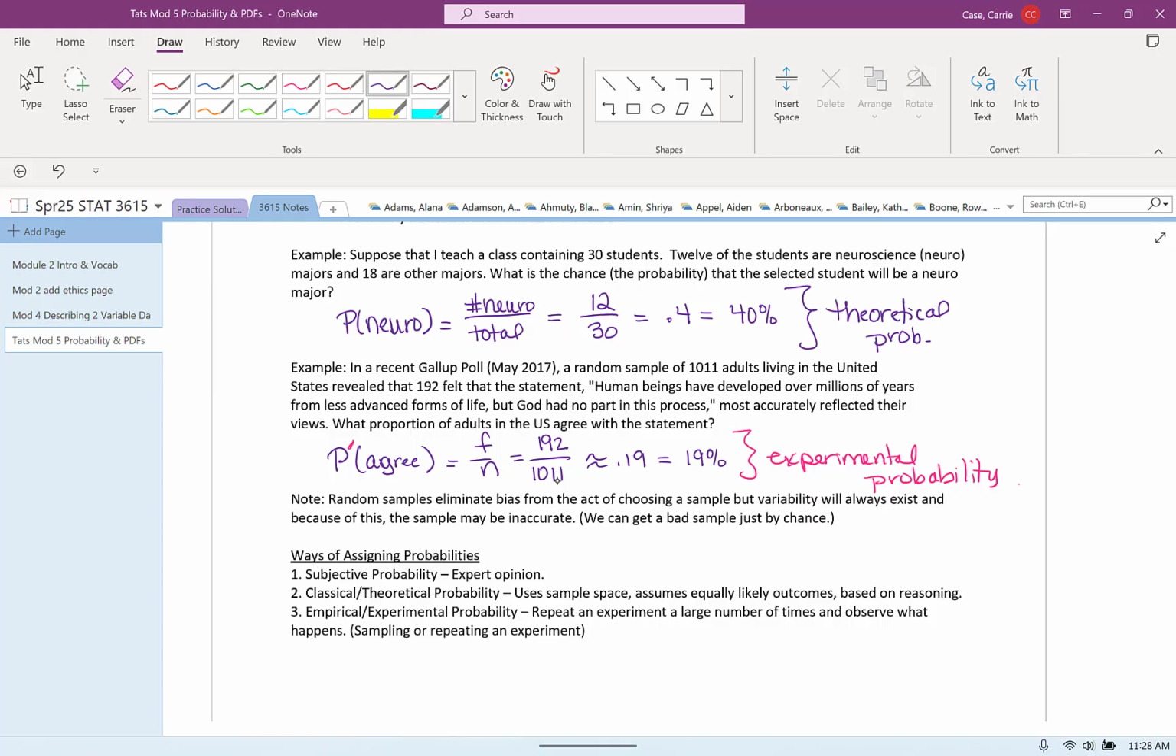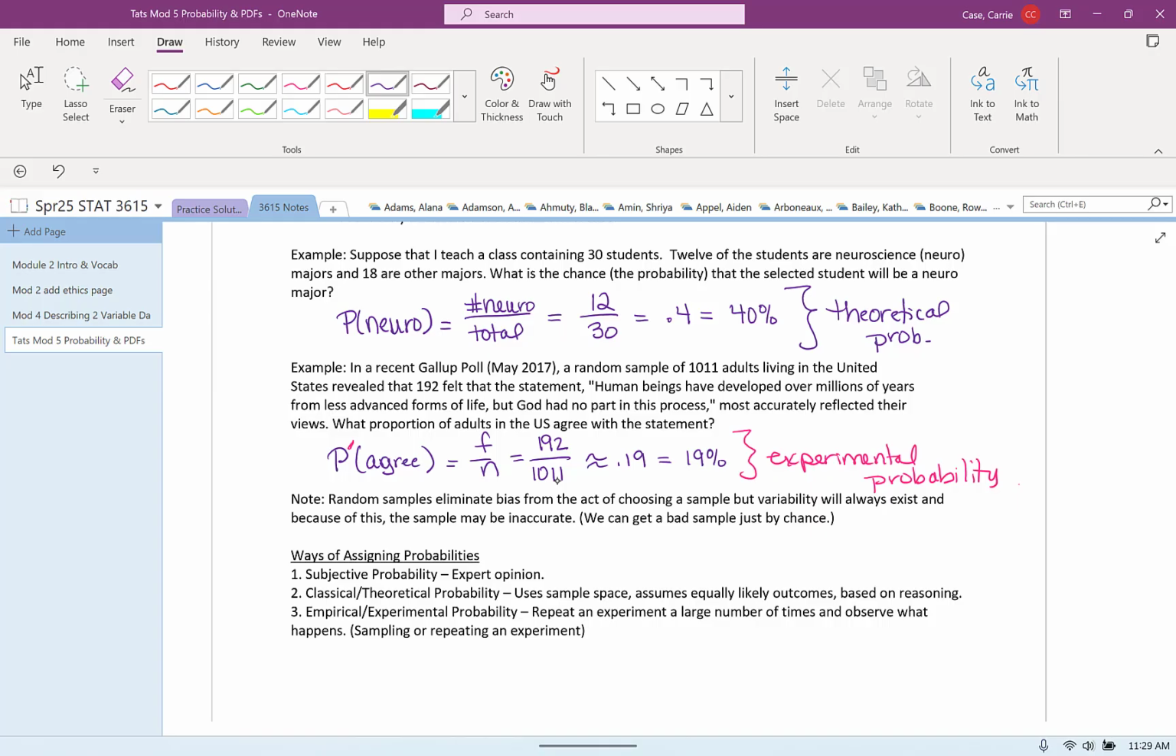So ways of assigning probabilities. The first way is subjective probability. That's an expert opinion. By the way, it's typically the worst kind. Classical or theoretical probability uses a sample space. It assumes equally likely outcomes and it's based on reasoning. And then empirical or experimental probability, we repeat an experiment a large number of times or take a large enough sample and observe what happens. Sampling or repeating an experiment is what we're talking about there.